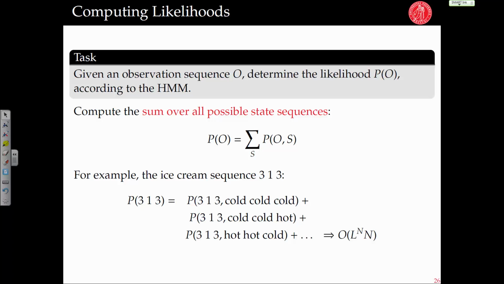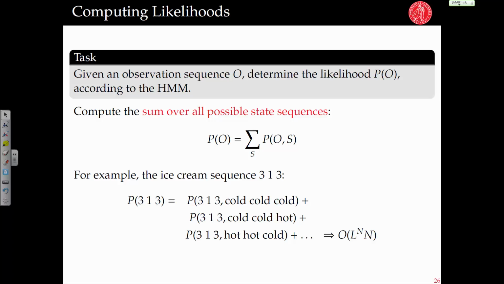We will sum the joint probabilities of all possible S with O. So in other words, we will sum the joint probability of all the possible sequences we can generate in our model together with the observation, and this will give us the probability of O. If we make this concrete, say that we want to compute the probability of this observation sequence, again in the ice cream example.